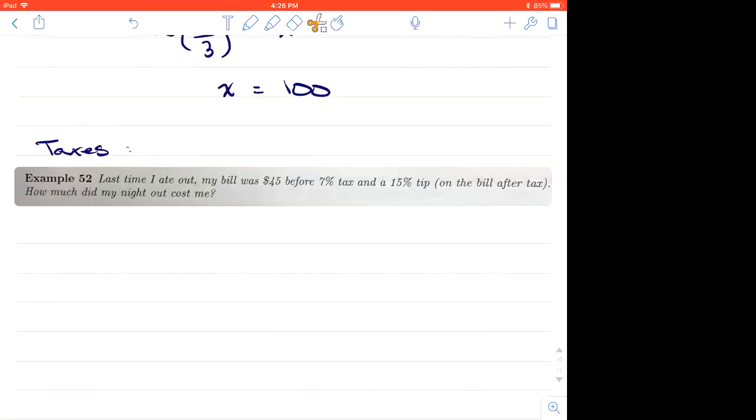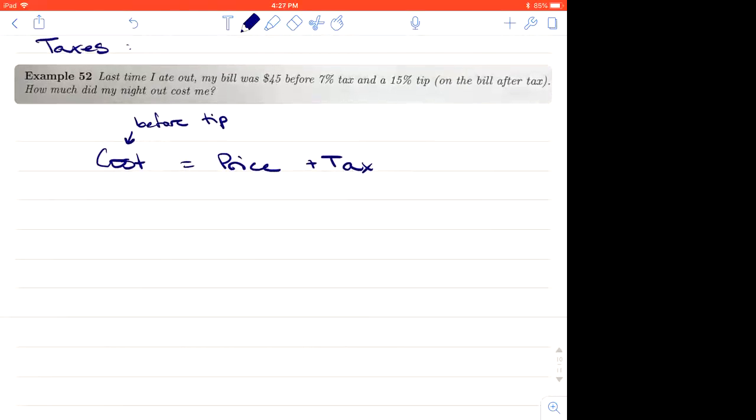So I'm going to set this up as the cost, which is before the tip, what? Oh yeah, makes sense. I was thinking taxes. It's a cost after taxes, but before the tip. Is going to be the price of the meal, right? The $45 plus the tax. Okay. The price of the meal is, we said $45.